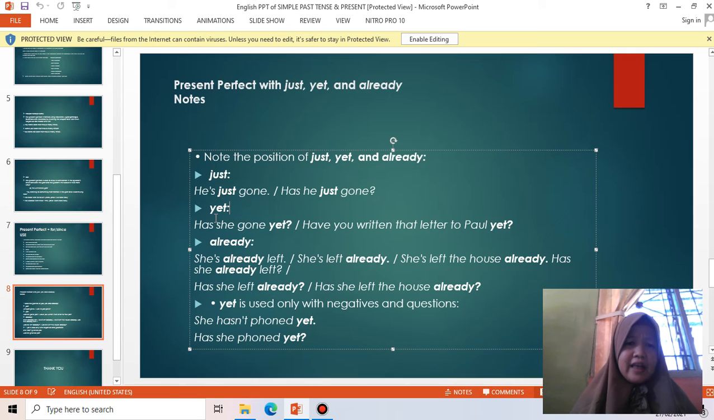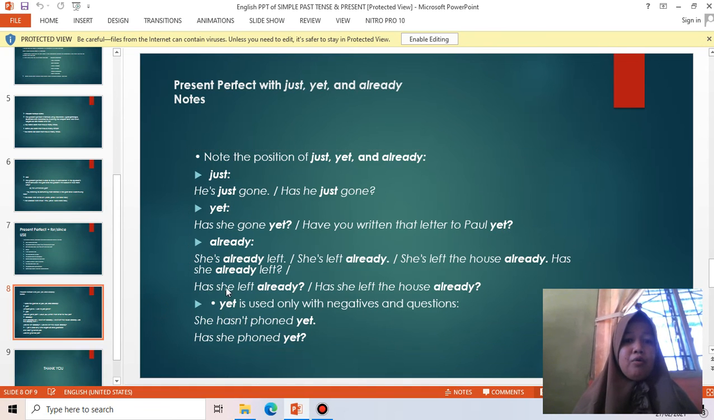And now let's go to the word yet. Look at the examples. Has she gone yet? Have you written the letter yet? As you know, yet is used when you want to make a present perfect sentence in the negative or interrogative form, and you have to place the word yet at the end of the sentence like this.